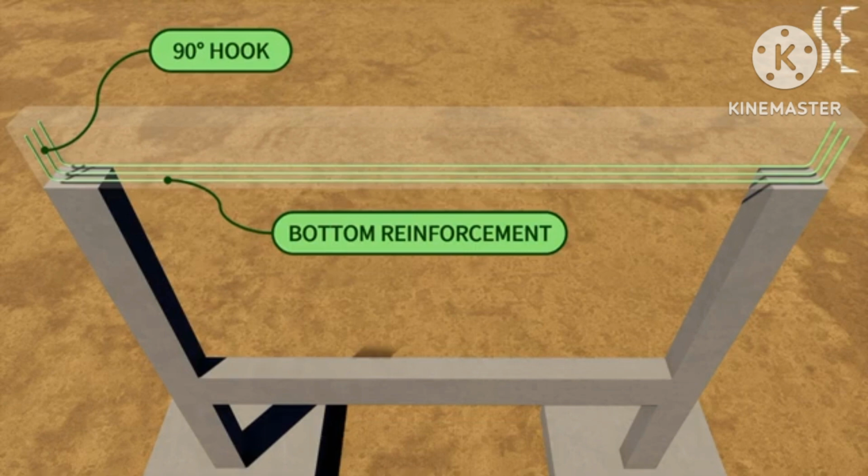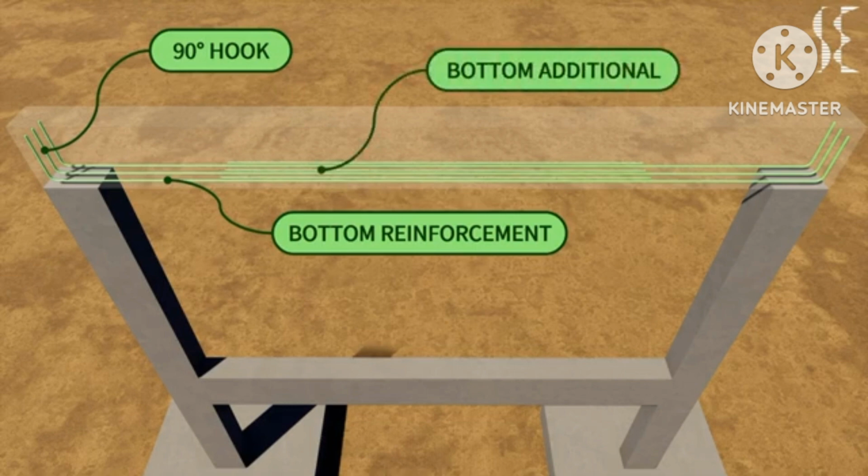In case additional reinforcement is required by design, it is provided as a second layer above the bottom layer. If more additional reinforcement is required, it is added in a similar way in a third layer and so on.